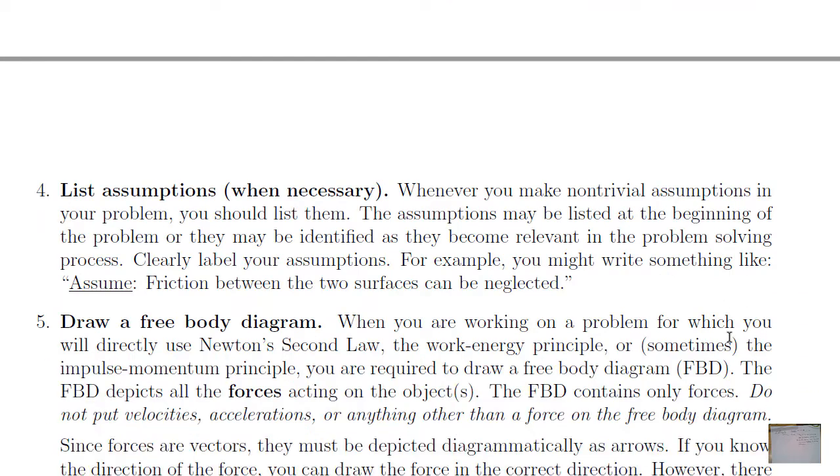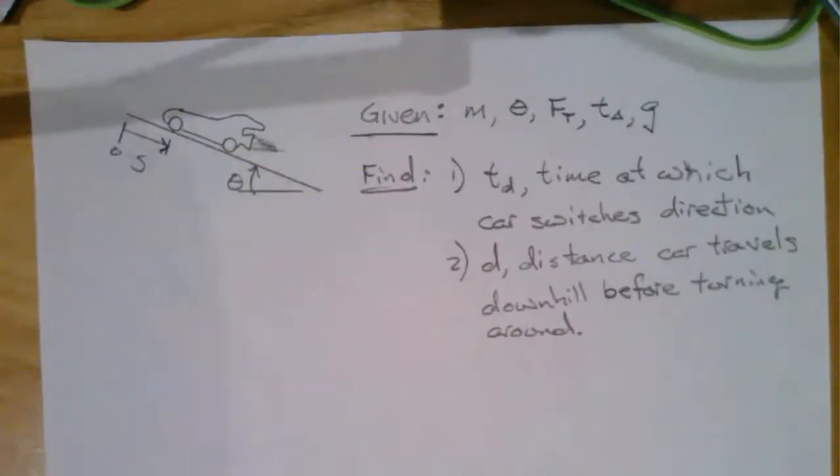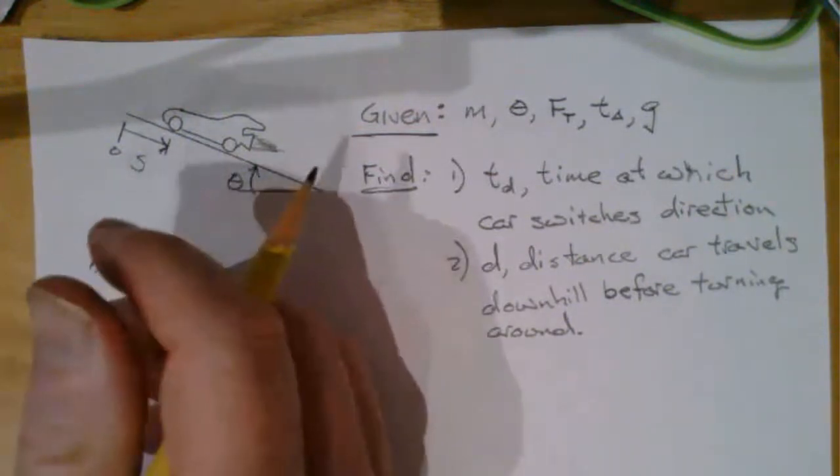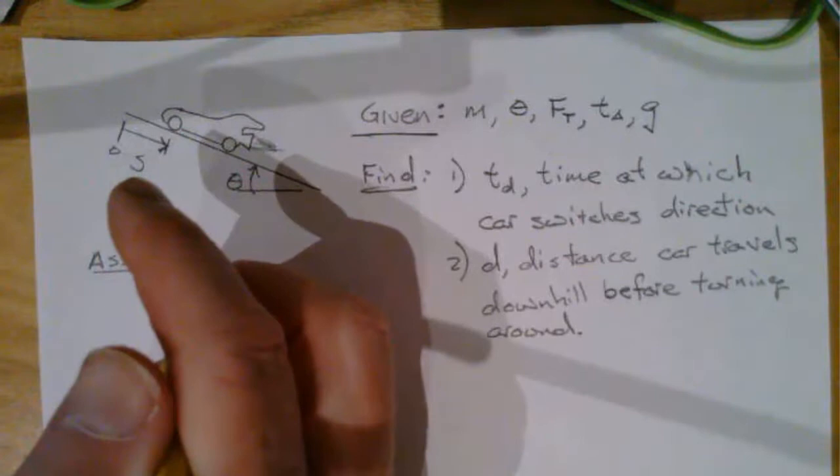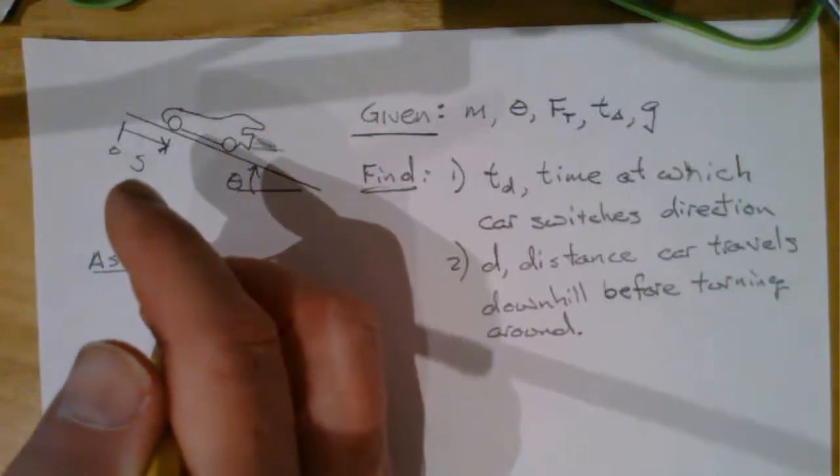Number 4, we're supposed to list any assumptions that we're making. And really, I should just say non-obvious assumptions. We're usually going to ignore friction unless it's specifically in the problem. In this case, the rocket car has wheels that are going to be rolling. We'll assume that it rolls without any frictional force to get in the way. So we can specify that or not. And likewise, we're going to neglect air resistance unless told to explicitly include it.